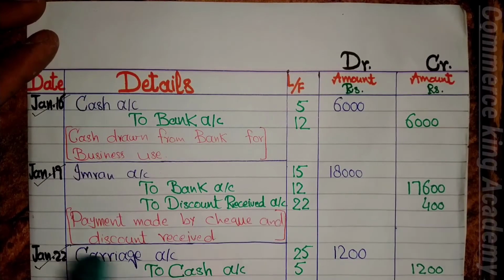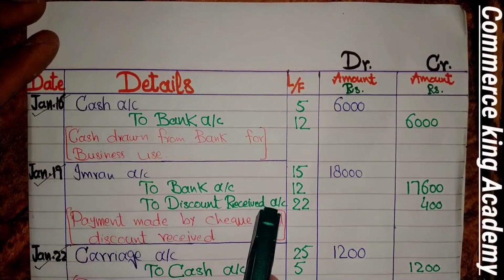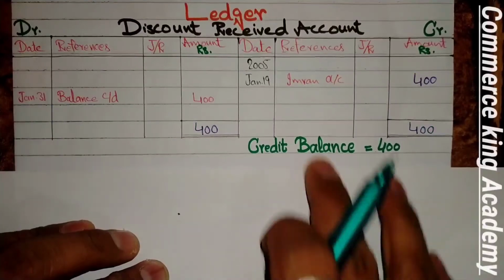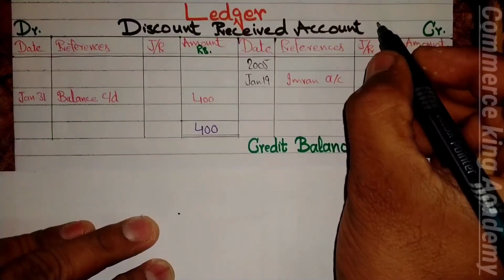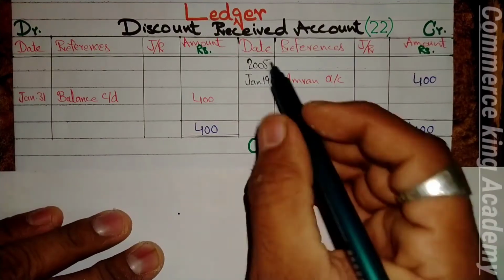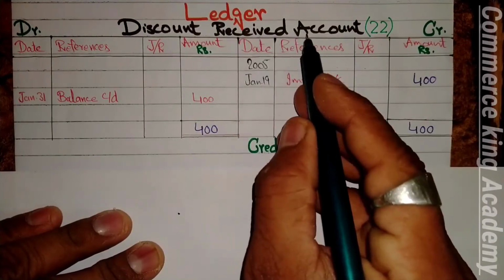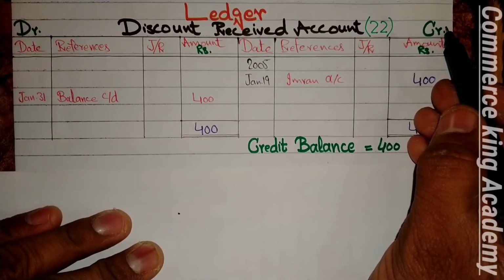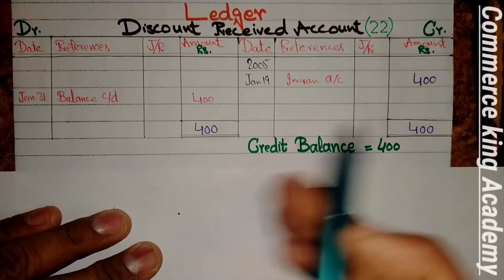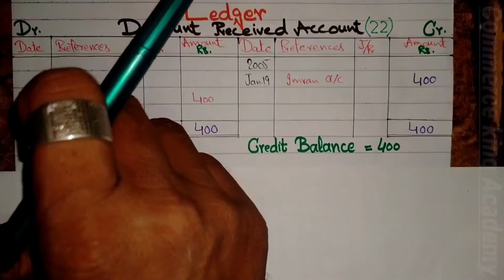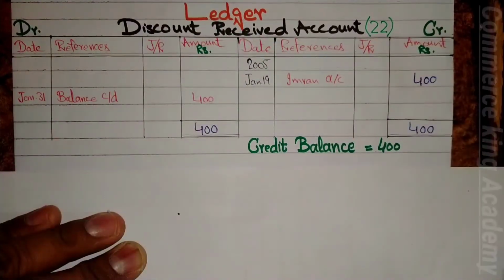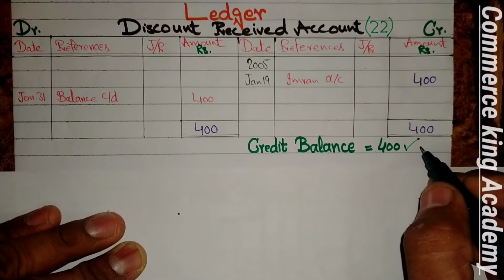Am I right? So on Jan 19th, the discount received account is credited by Imran account, amounting to 400 rupees. This is the ledger of the discount received account with ledger folio number 22. The entry on Jan 19 is discount received account credited by Imran account, right? Amounting to 400 rupees. We have a total difference of 400 rupees on the debit side. So ultimately we found the credit side is heavier than the debit side, and we have a credit balance of 400 rupees of the discount received account.